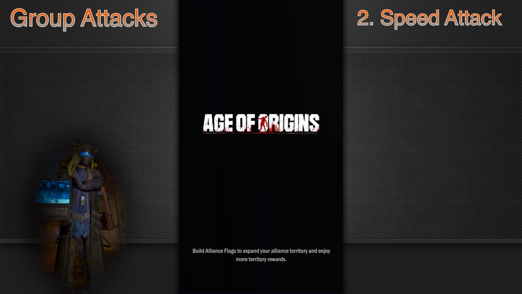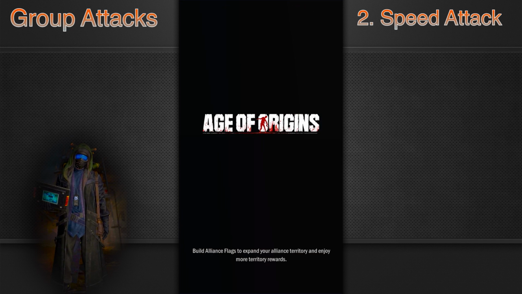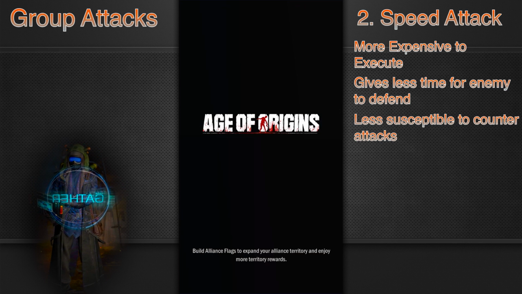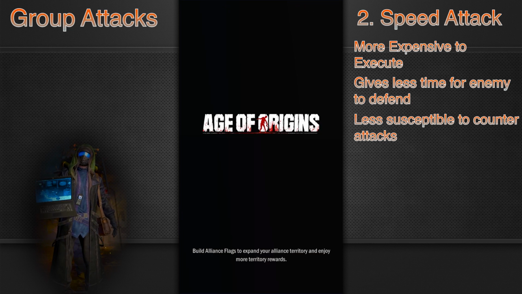The next time attack is the speed attack, also known as blitz. This attack is more expensive to execute. It gives less time for the enemy to defend, and it makes your teammates' cities less vulnerable to counterattacks. There are several ways to launch a speed attack.